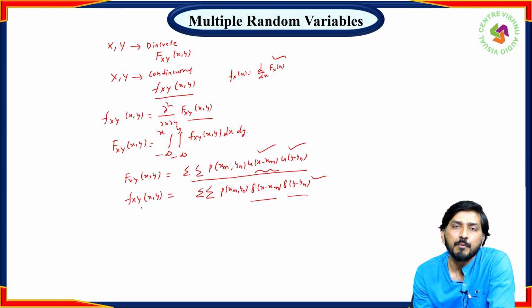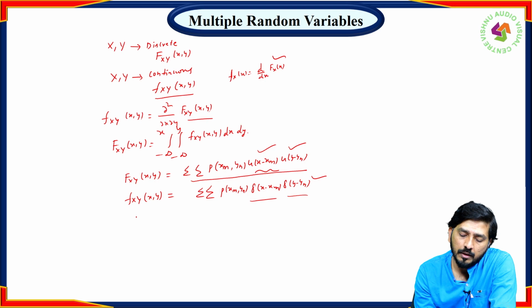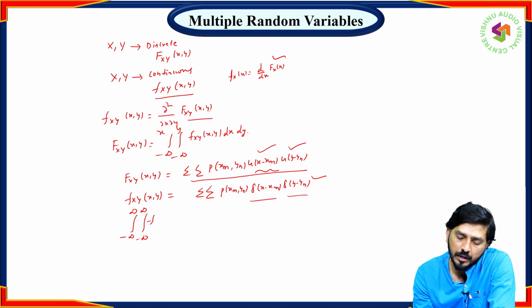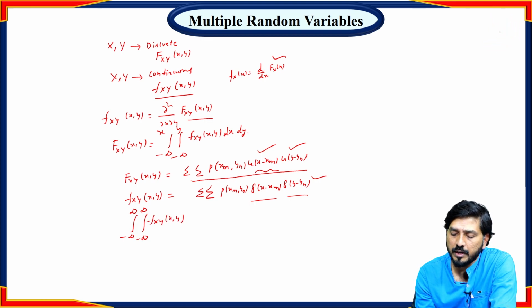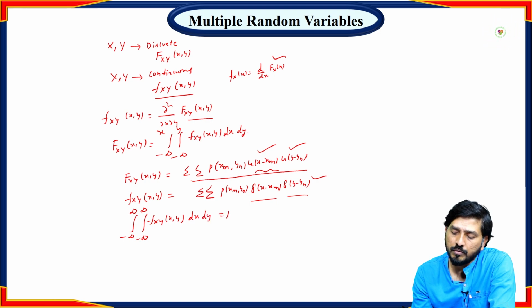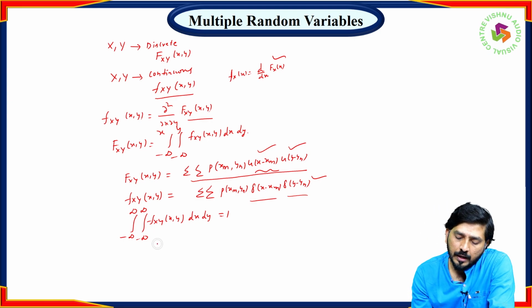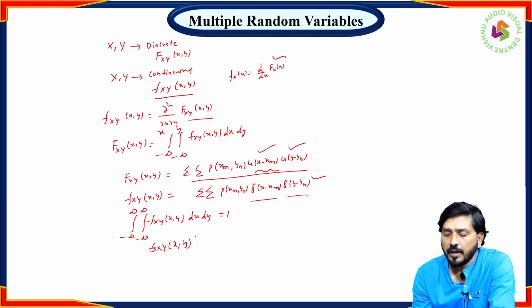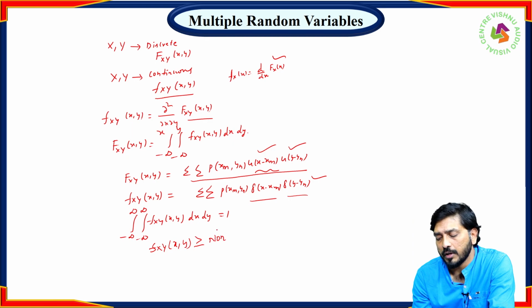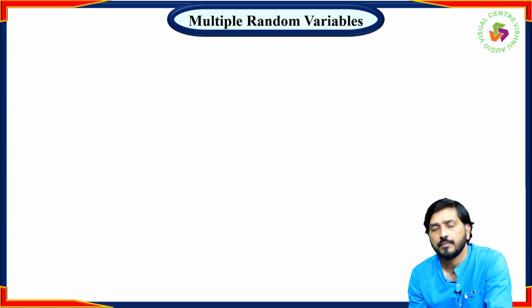Then coming to the properties. The integral from minus infinity to infinity, over the whole area, of the joint density function fxy of x comma y dx dy is equal to 1, satisfying a valid joint density function. And the fxy of x comma y value is always non-negative, that means greater than or equal to 0.